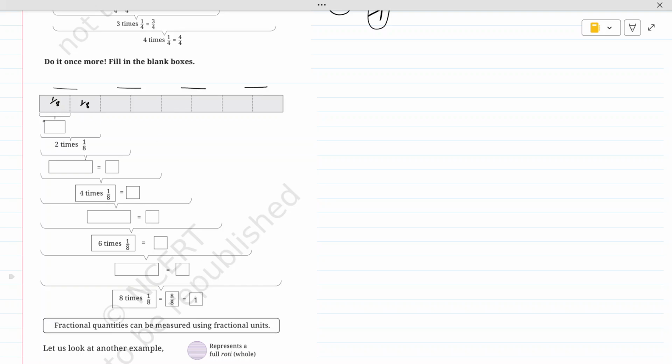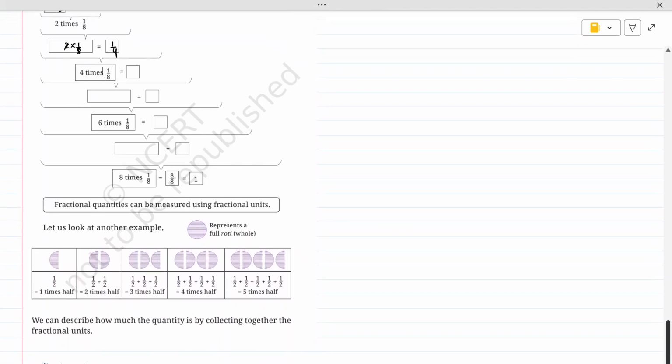This is 2 times 1 by 8. That means this complete is, this is 1 by 8. This is how you have to fill. This is 1 by 8. This whole is 2 times 1 by 8. That means 2 times 1 by 8 is 1 by 4. This we know is 1 by 4. Similarly, you have to fill in all this information. And last, 8 times 1 by 8 will give us 1. Same thing you have to do here.